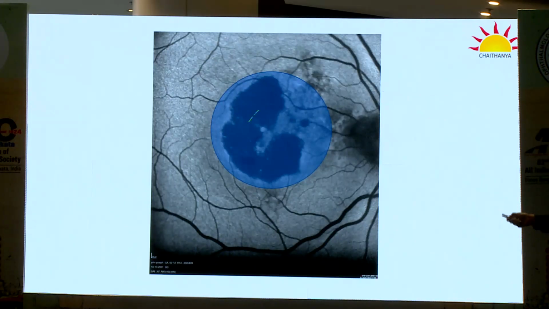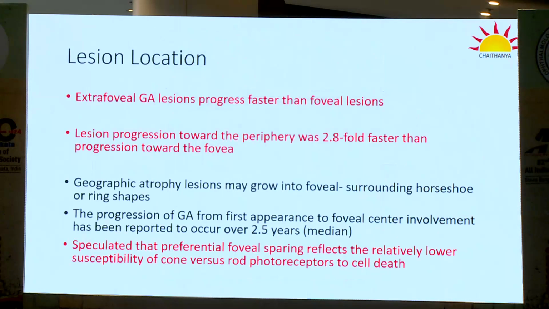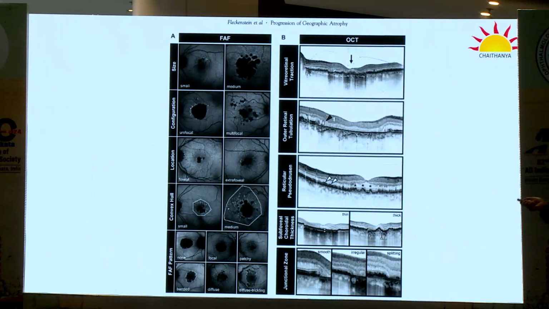So if you take a geographic atrophy, you make a circle and you see how much it deviates from the circle. The more deviation, called a high GACI, geometric circularity index, or a low one, the ones with high progress faster. That is, the more deviation from the circle, it progresses faster. Extrafoveal lesions progress faster than lesions closer to the fovea. The edge closer to the fovea progresses slower. So all these are something called edge characteristics.